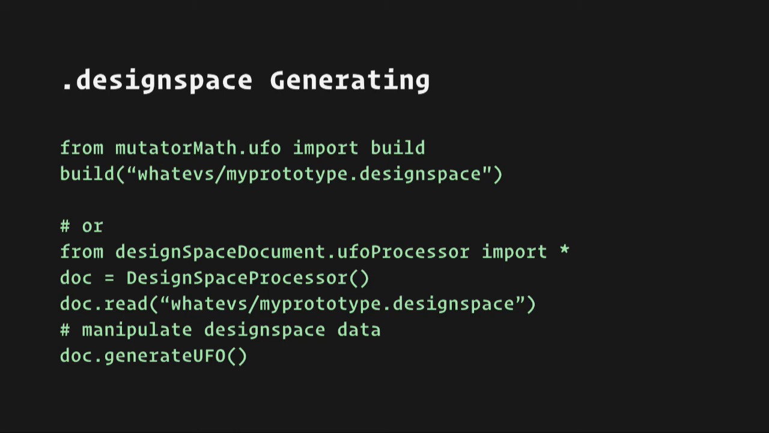I'm working on a newer output method, which is called a UFO processor, that reads this design space object. Again, you make a design space processor object, you tell it which design space you want to read, and then you say, please generate UFO, and it does more or less the same thing. Under the hood, it uses mutators to generate the glyphs.